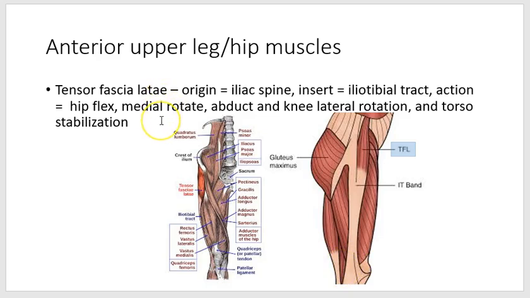It also allows for medial rotation and abduction. If you're laying on your side and you lift your leg up, if you abduct your leg that way, you're working this tensor fascia latae. It also helps with torso stabilization. If you see, it is up here to help with posture and to maintain that torso stabilization.